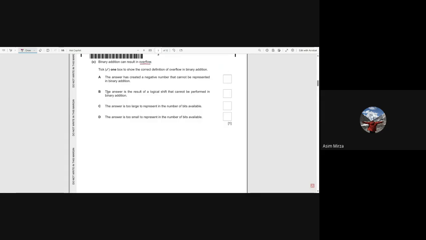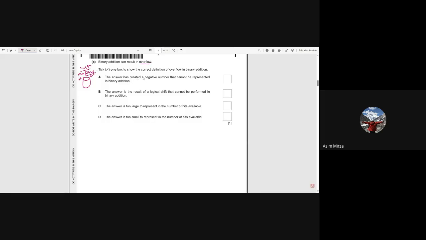Overflow, what does overflow mean? Say for example, we have a glass of water. If you continue to pour water in this glass, at one point it starts spilling, right? The excessive water, that is called overflow, which means it is going to be lost. Remember that, okay? Tick one box to show the correct definition of overflow in binary addition.